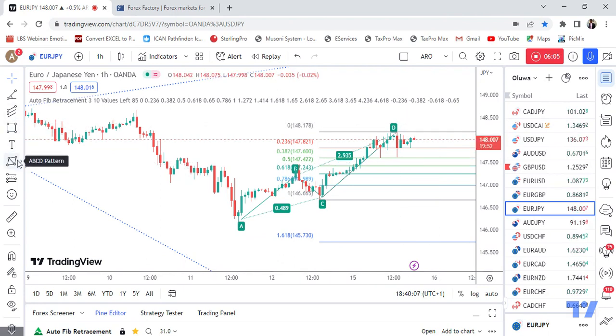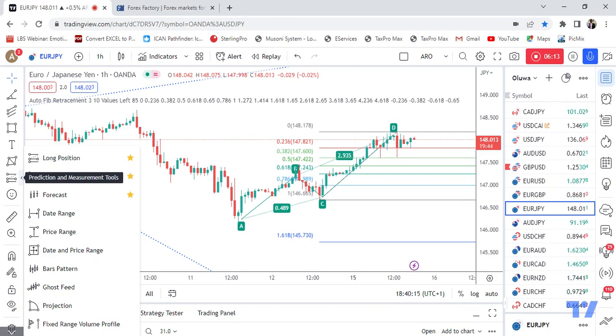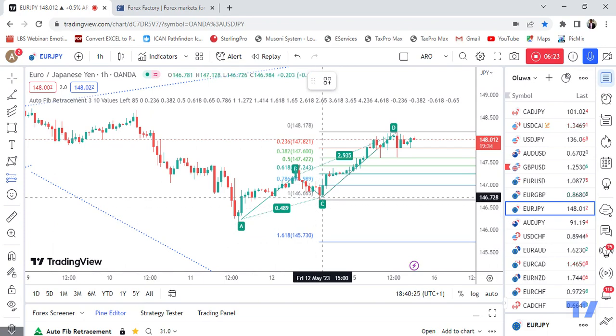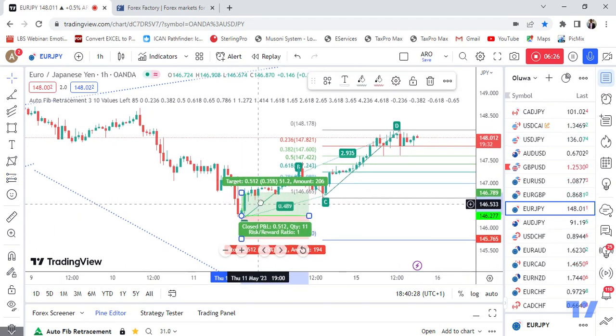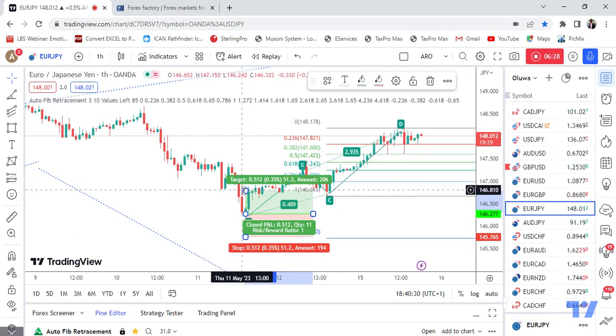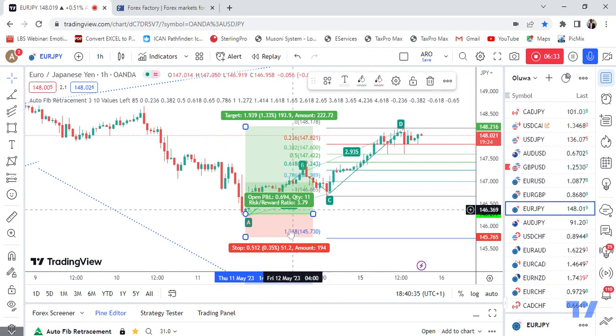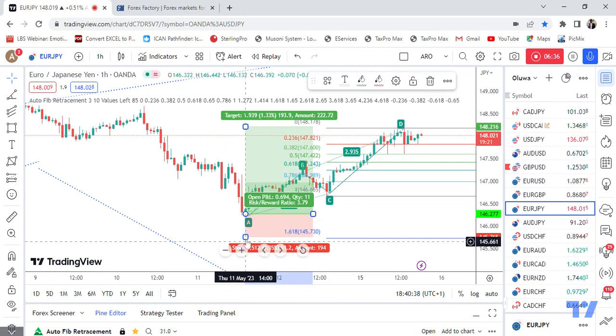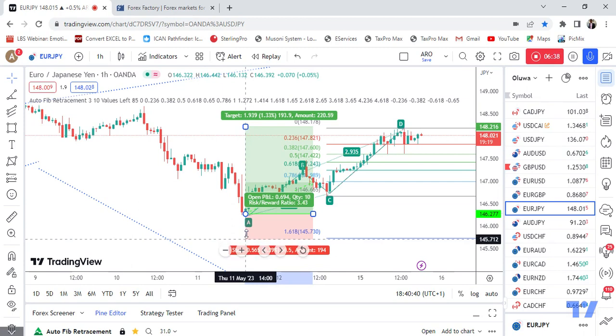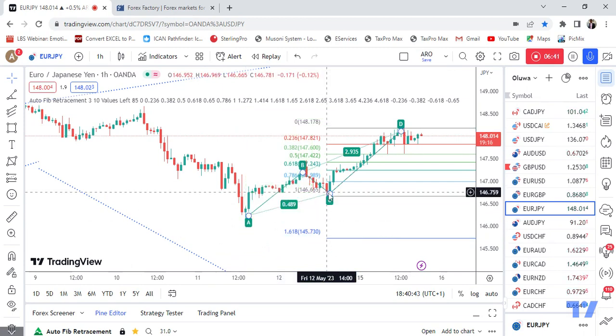Then we have prediction and measurement. We use this to measure our stop loss and take profit. So where we are going to enter, if you are going for a buy on this trade like this now, you can say our buy is towards this direction, then the downward part is our stop loss. That's what that tool is being used for.